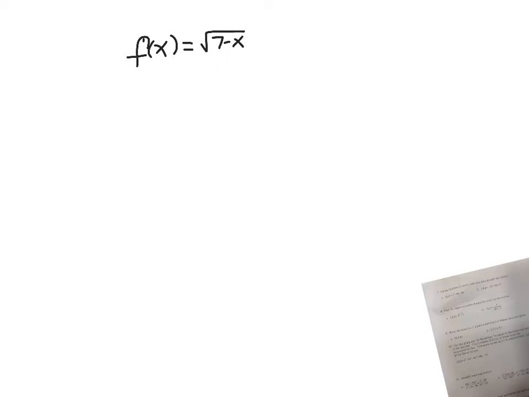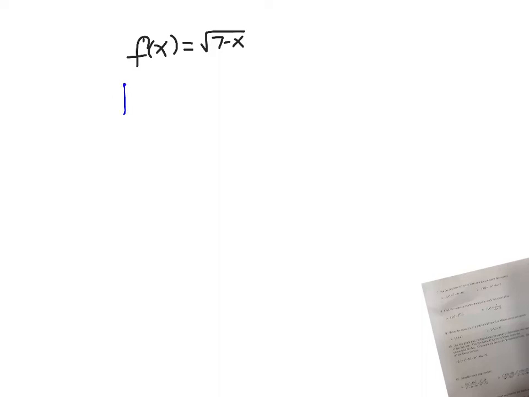Okay, so number 8 says to find the domain. So remember I said that sometimes it's easy to think about what you can't have, and then that'll help get you to what you can have. So you have a square root. Think about what you can't have when you have a square root. You can't have a negative under the square root symbol because then it's imaginary.